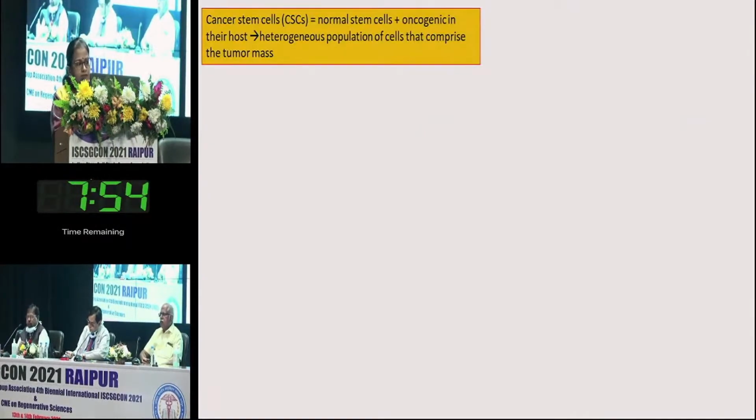What is the difference of a neural stem cell from a cancer or glioma stem cell? A cancer stem cell is just a normal stem cell that has oncogenic potential in the host. It can lead to a heterogeneous population of cells that comprise the tumor mass.